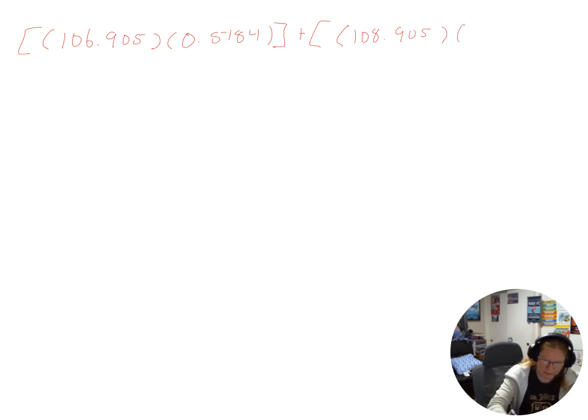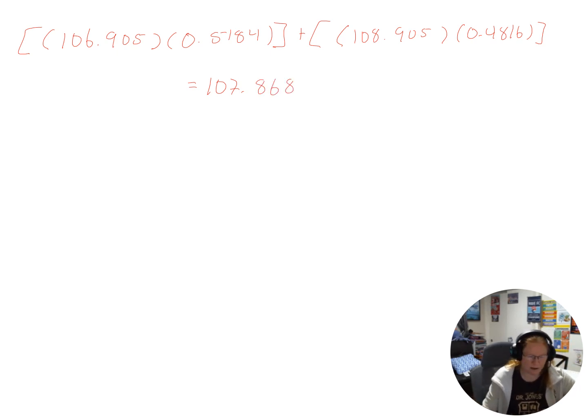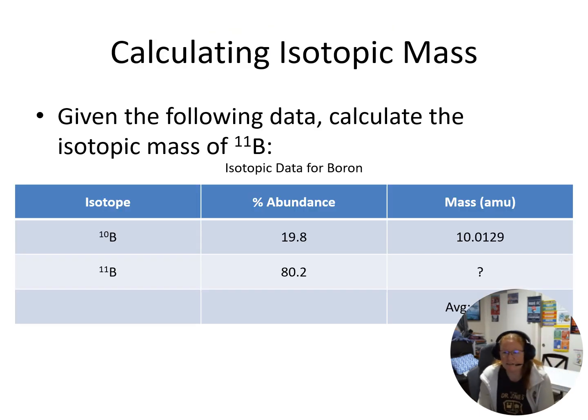And 48.16% becomes 0.4816. Okay, so for silver we should get 107.868. And I can check on a periodic table and verify that I'm on the right track with that. Okay. I can also, if I know the average atomic mass, figure out a missing mass.